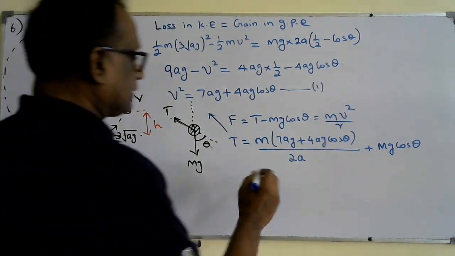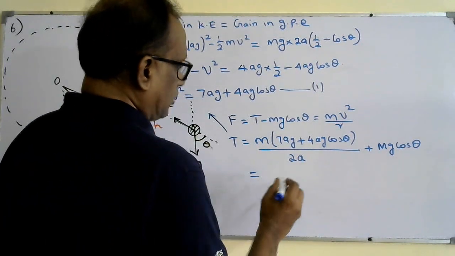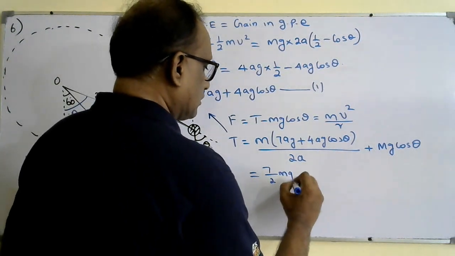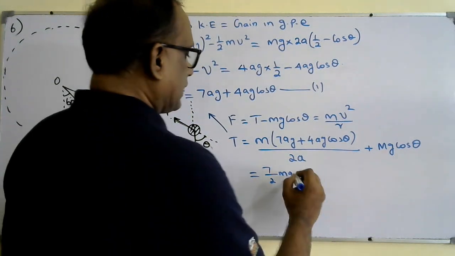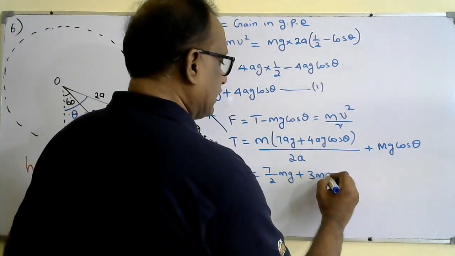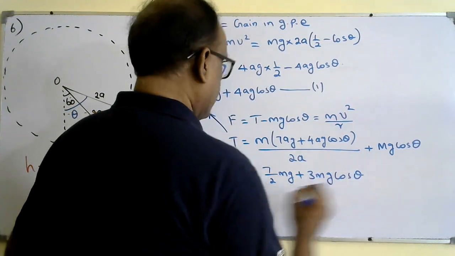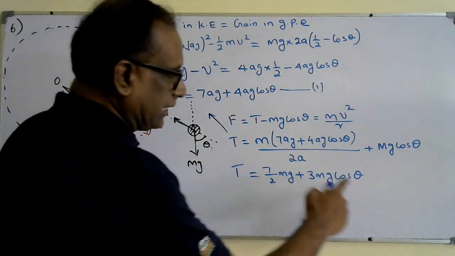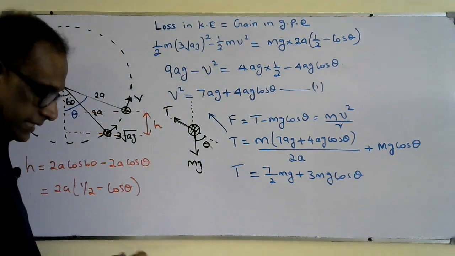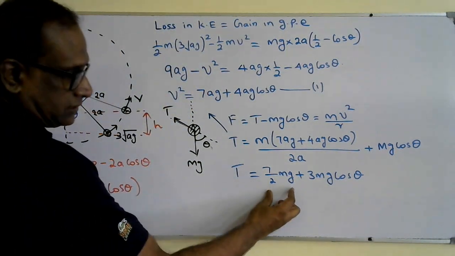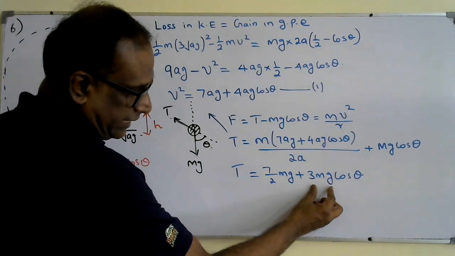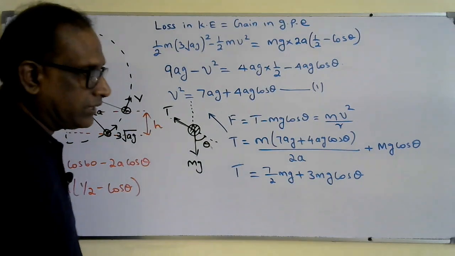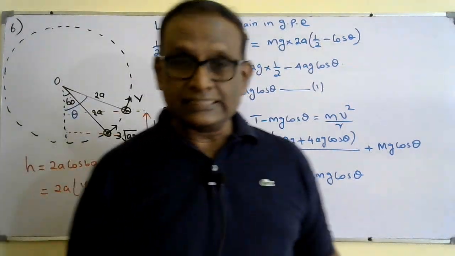Okay, solve it, you know how to solve it. So you will get 7 by 2 mg plus 3 mg cos theta. That is the tension. Now you can see the tension depends on theta. Here 3 mg is constant, but cos theta depends on theta, so tension depends on theta. Okay, I got a general expression for tension in terms of theta.